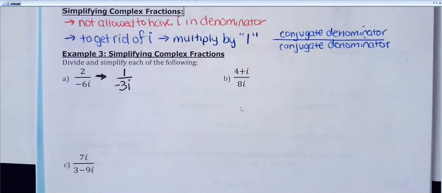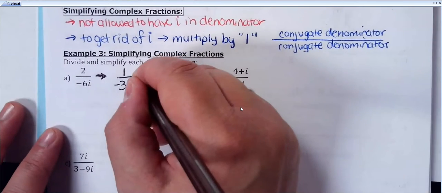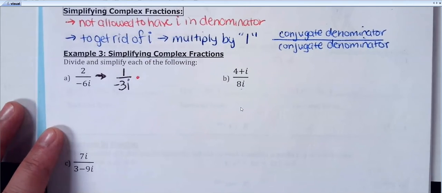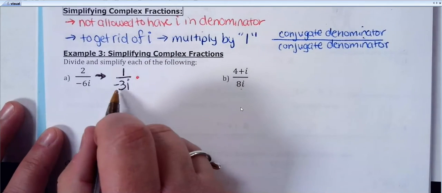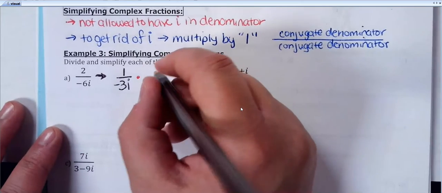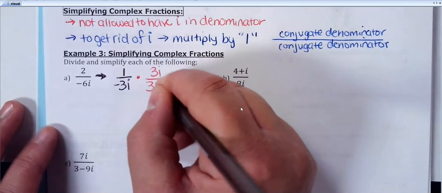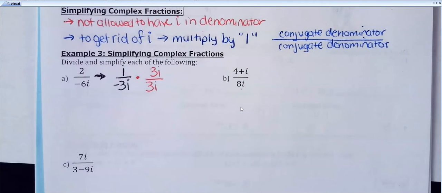Now, I still have an issue here because I have an i in the denominator. All you have to do to get rid of i in your denominator is multiply by 1. But when I write 1, I'm going to write it in the format of the conjugate of the denominator. So this is negative 3i, so its conjugate would just be positive 3i. Whatever I do to the bottom, I've got to do the same thing to the top. That way I'm multiplying by 1, and so I'm giving an equivalent expression.